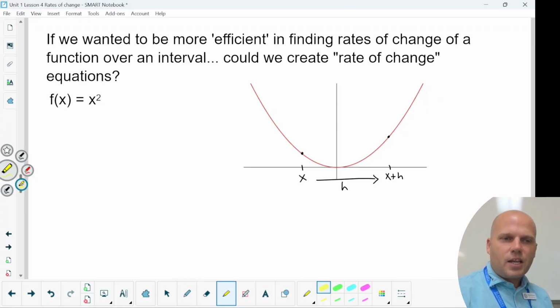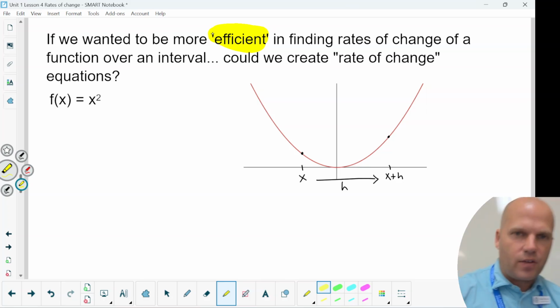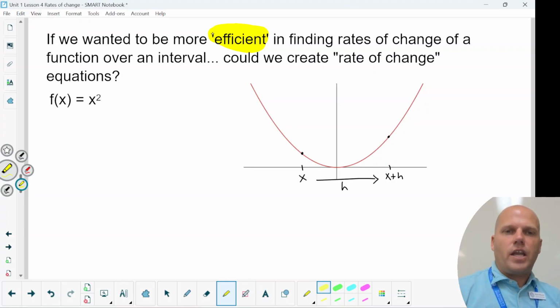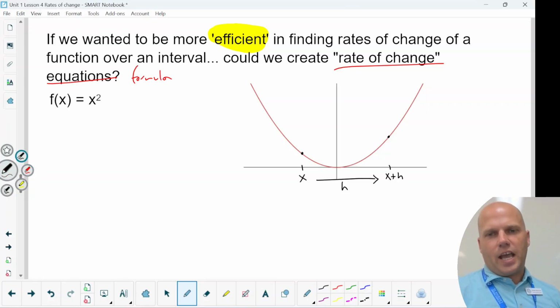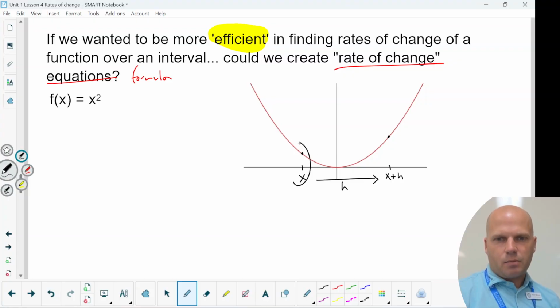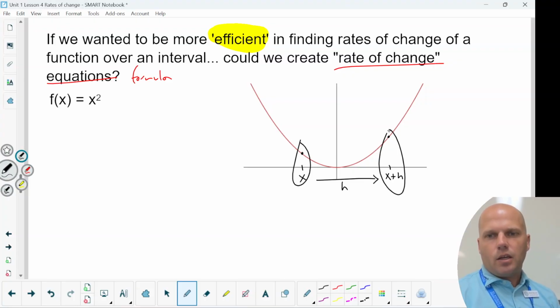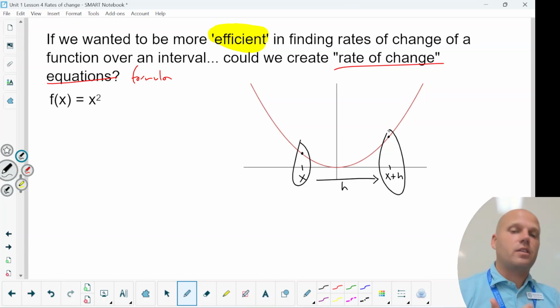where, once knowing that we're going to be asked a lot of questions about the average rate of change of x squared, we could create a formula, a rate of change equation or formula. Cool. And I'm going to say, well, let's just pick an x point and let's pick a point that is h distance away from x to help me create the formula.